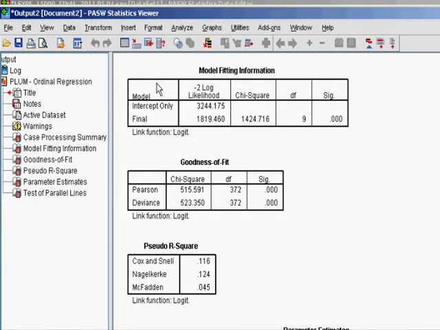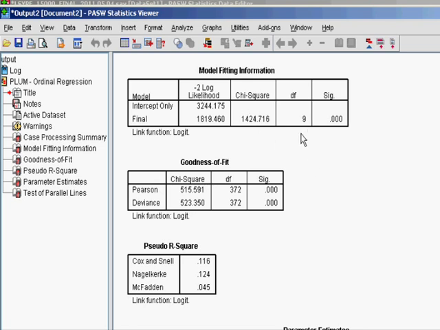Okay, so the next table in our output is the model fitting information, where we're essentially looking at the question: does the model improve our ability to predict the outcome? So we're looking at -2 log likelihoods. If you remember, that's basically the measure of error in the model, so the measure of what our actual outcome is compared to the probability that the model predicts the outcome would be.